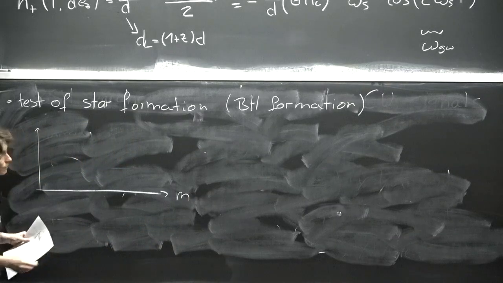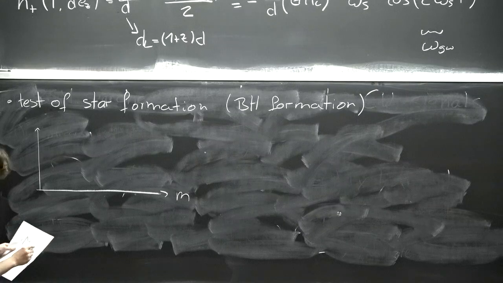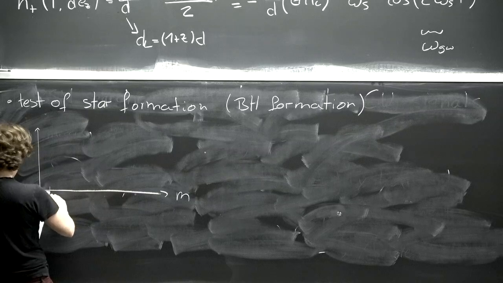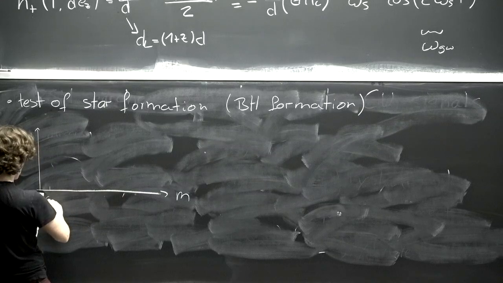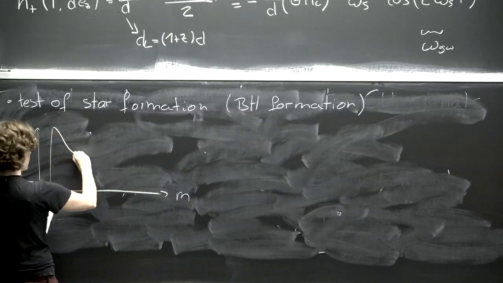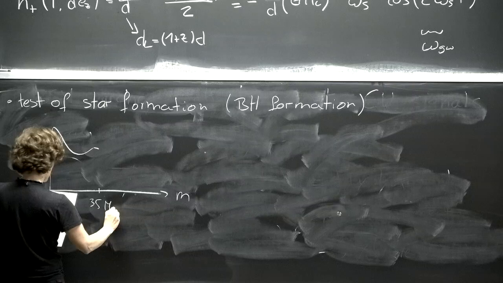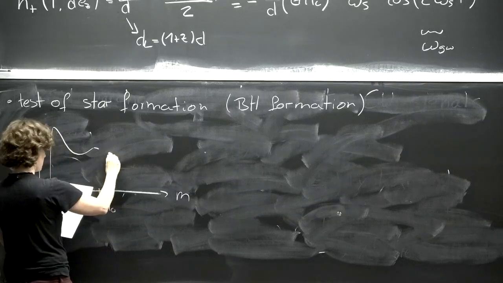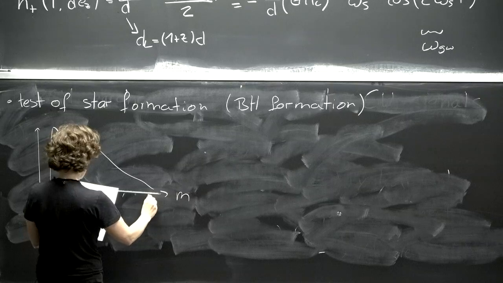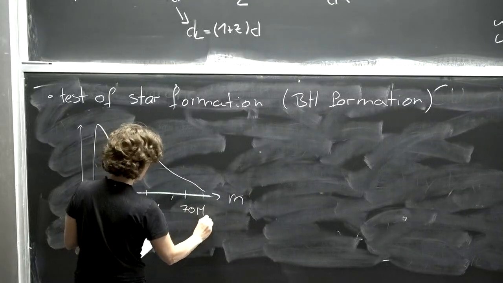And you find from the data that's public so far, so up to the third observation run with LIGO, that it starts at about 6 solar masses, maybe. Then there's a peak. And there's another peak around 35 solar masses. And then it kind of goes down. Well, let's put, say, 70 is here. And it goes to about 80.